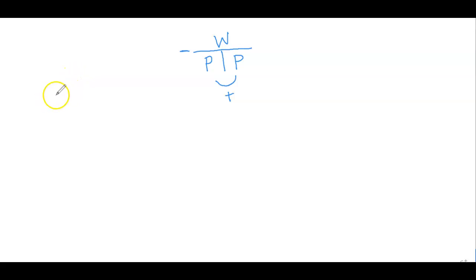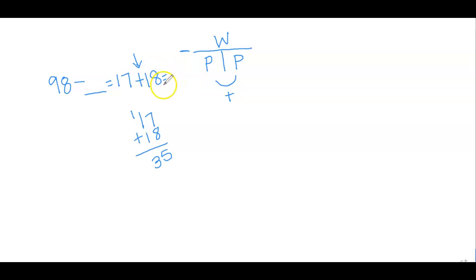So we're going to take the equation 98, and we're going to subtract an unknown number. The equal sign is going to tell us that 17 plus 18 is going to be the same as this. So basically, I'm going to figure out the pieces I know. 17 plus 18 is going to give me 15, carrying my 1, 35. So I know that 17 plus 18 is going to give me 35.